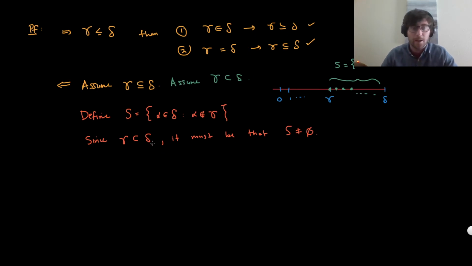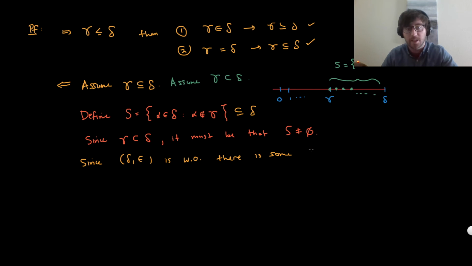Okay, so what can we say from this? We have the set S, which is a subset of delta, and it's non-empty. Delta is a well ordering, since delta with the epsilon ordering is a well ordering. So delta is well ordered by epsilon. Well, S must have some least element. There is some least element. Let's call it maybe beta.